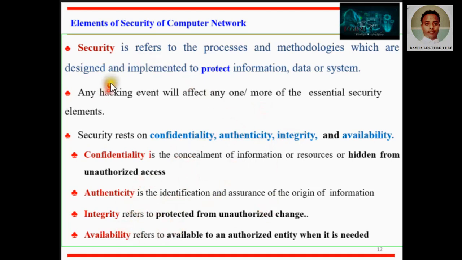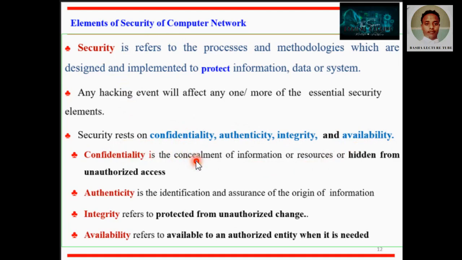So what is security? It is the process and methodology designed and implemented to protect information, data, or systems in the digital world. In the digital world, the way you can protect your information from unauthorized access is known as security. So security rests on confidentiality, integrity, and availability. If you achieve confidentiality, your system may be secure.